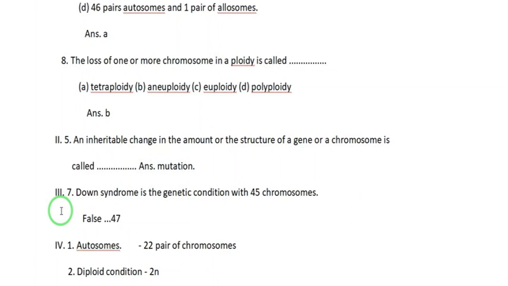Roman number 3, question number 7. That is a true or false. Down syndrome is the genetic condition with 45 chromosomes. This sentence is false. Correct answer: 47. Down syndrome is the genetic condition with 47 chromosomes.